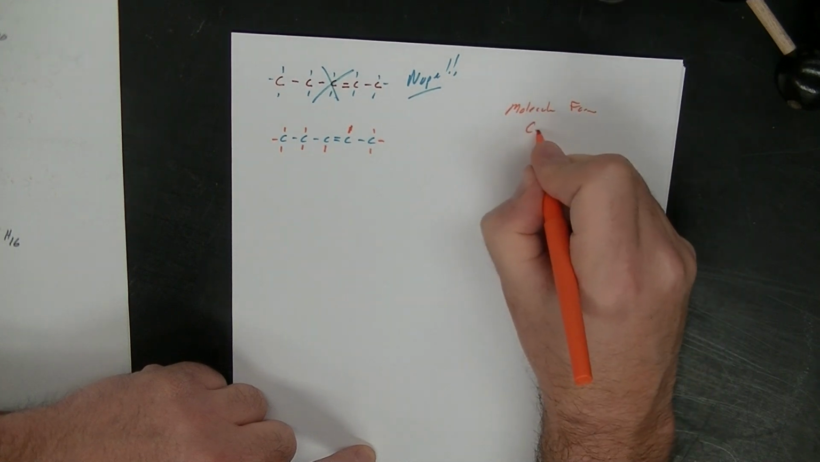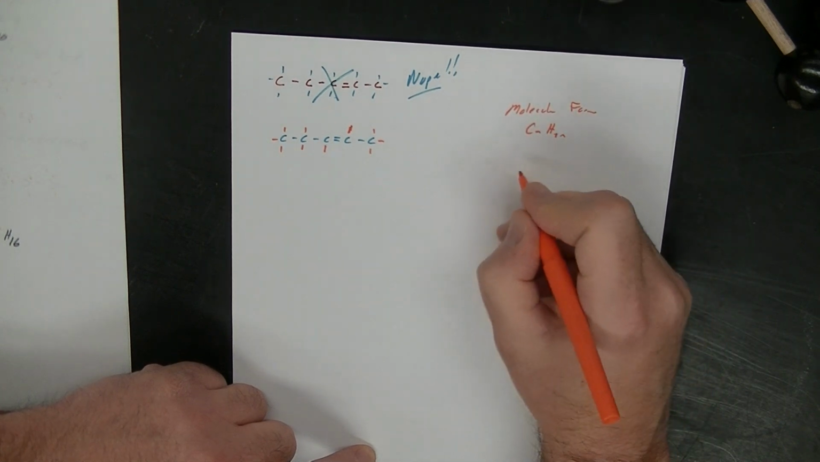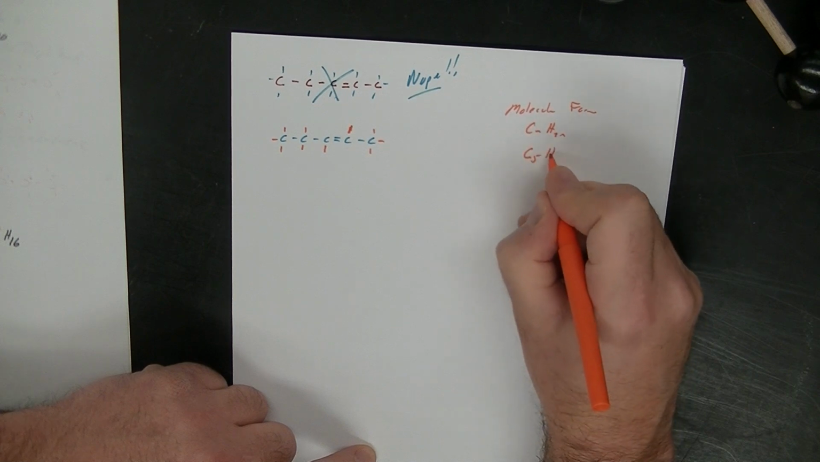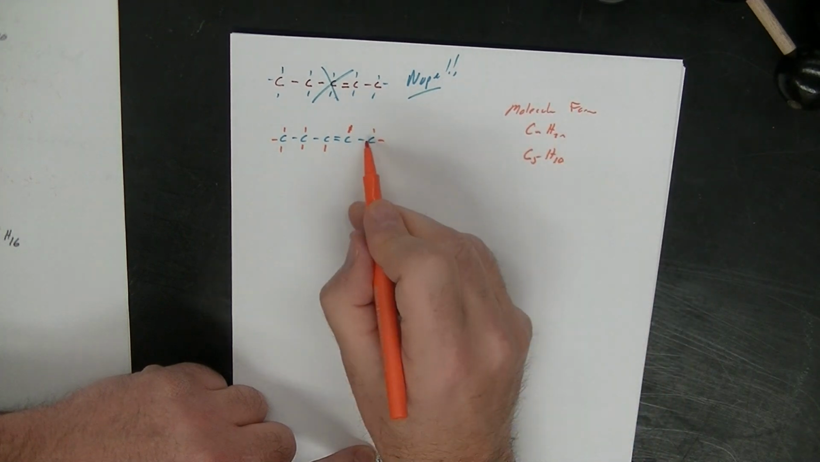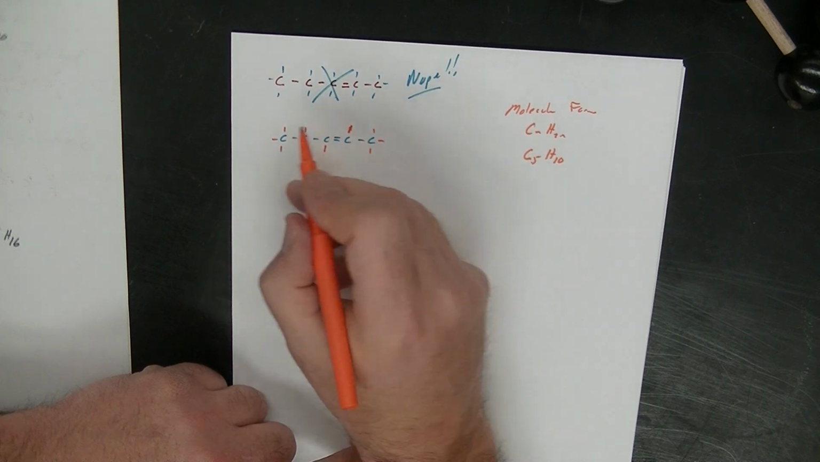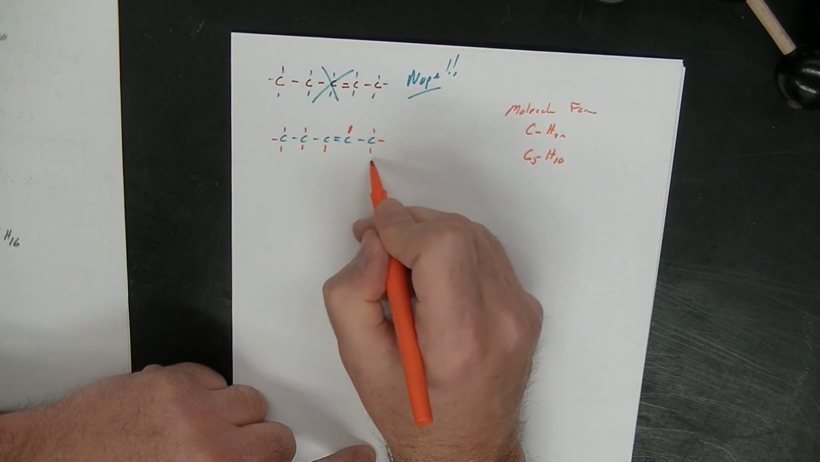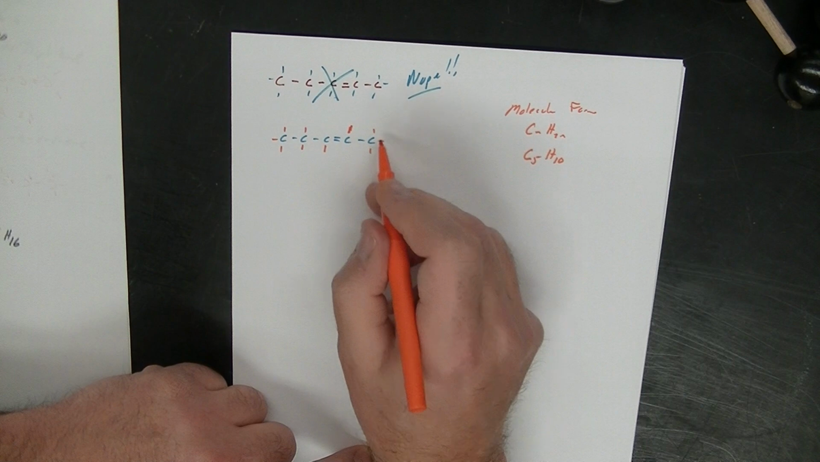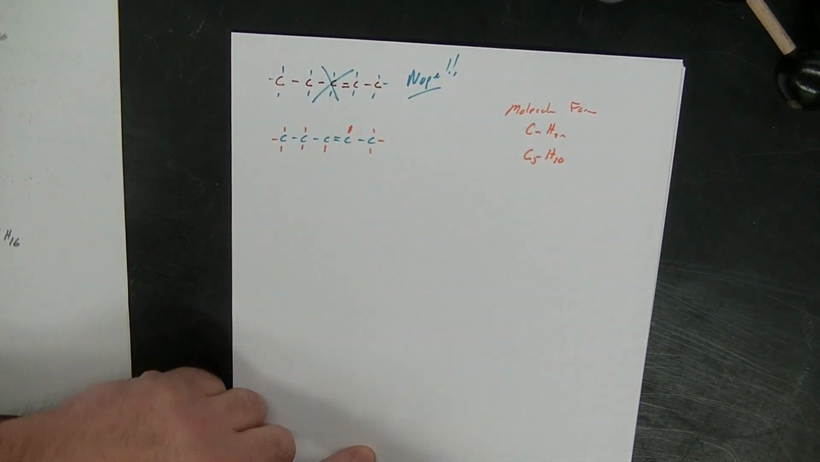Okay. C to the n, H to the 2n. Well, we know we have 5 carbons, so that means we better have 10 hydrogens. 1, 2, 3, 4, 5 carbons. 1, 2, 3, 4, 5, 6, 7, 8, 9, 10 hydrogens. So we're good.